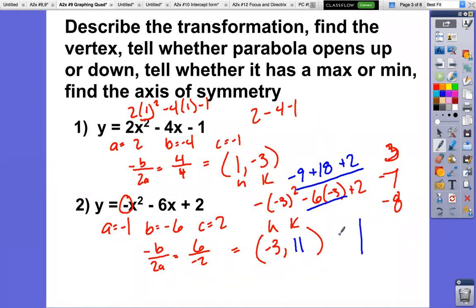Does this open up or down? Down, because your A value is negative. So is this the highest or the lowest? Is that the maximum or minimum? Maximum. And what is your maximum value? 11. Perfect. Now we'll take more notes on that tomorrow.